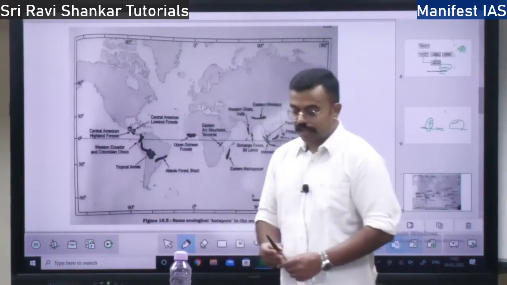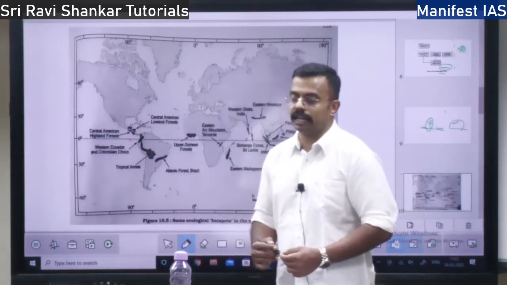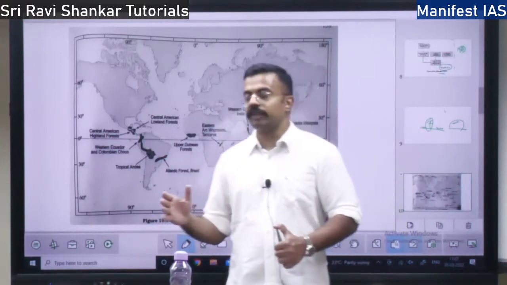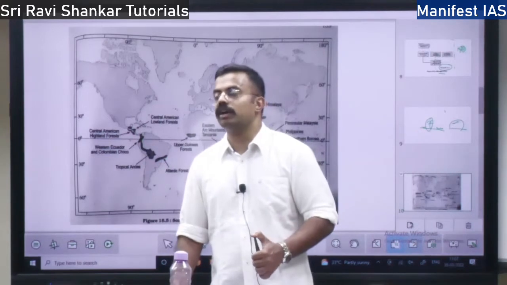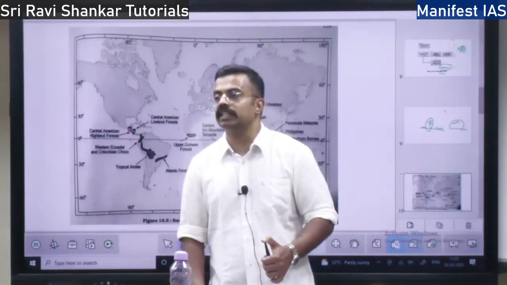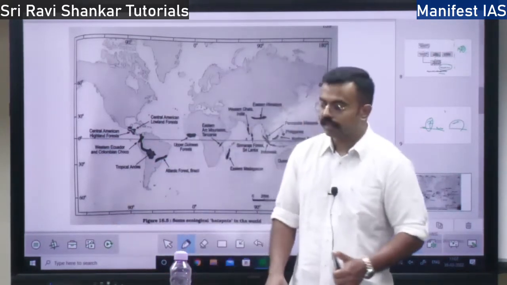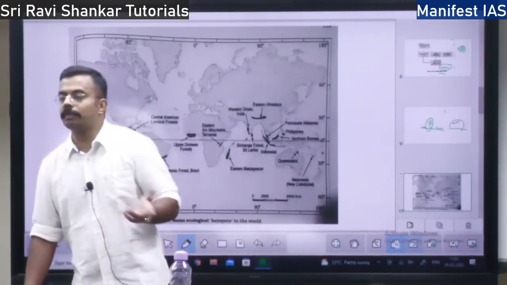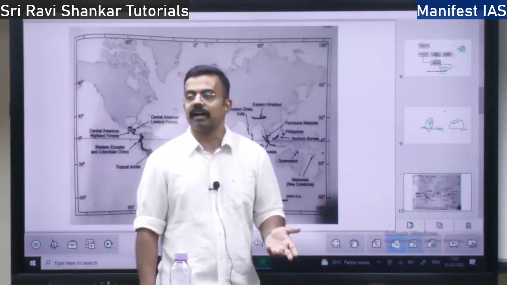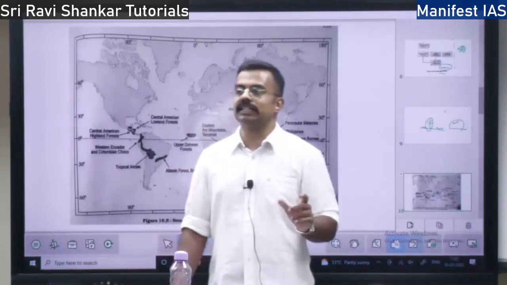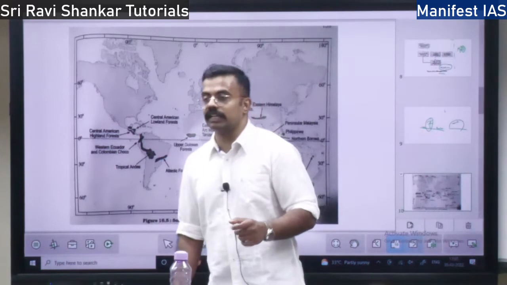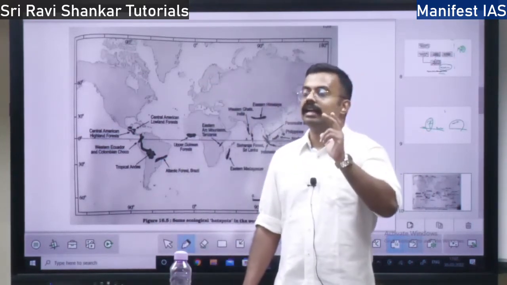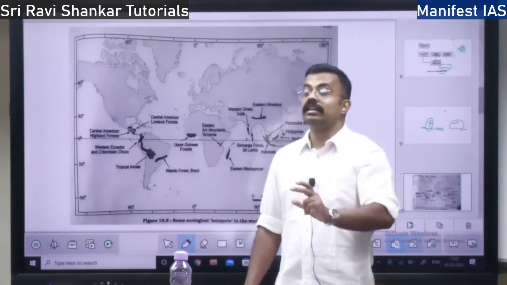The second list is vulnerable species. These are the animals that will go extinct in future if we do not take proper care. That is the vulnerable list. The third one is the data deficient list. About some animals, if we don't have any data on how much abundance they are in, that is data deficient. So you have critically endangered, vulnerable, data deficient, and least concern.